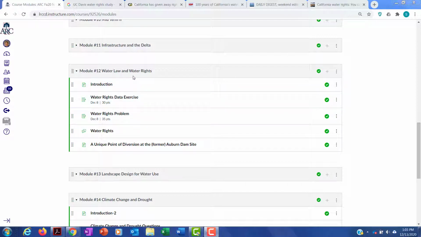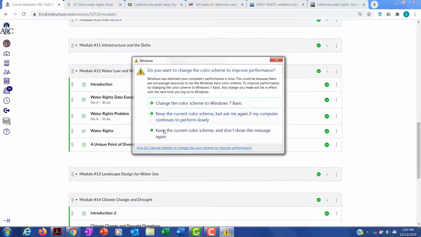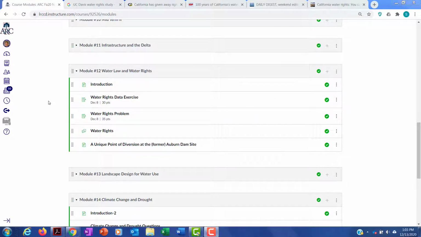Some folks have done that extra credit work of adding up all the allocations along the American River and comparing that to some measurement of the current flow or average flow of the American River. And if you do that, you might find that there are more water rights allocated than is present in the river. That's not a mistake.